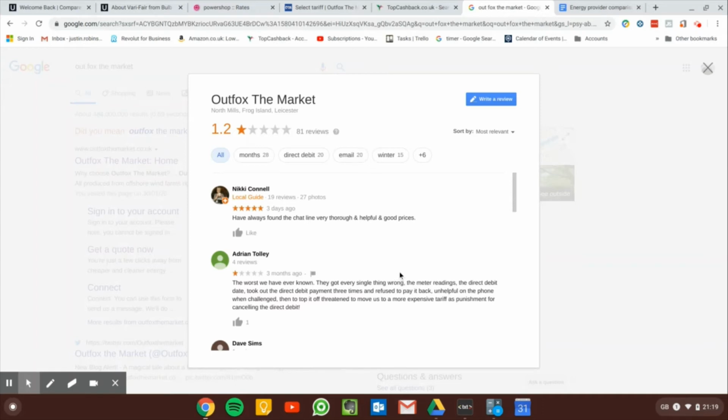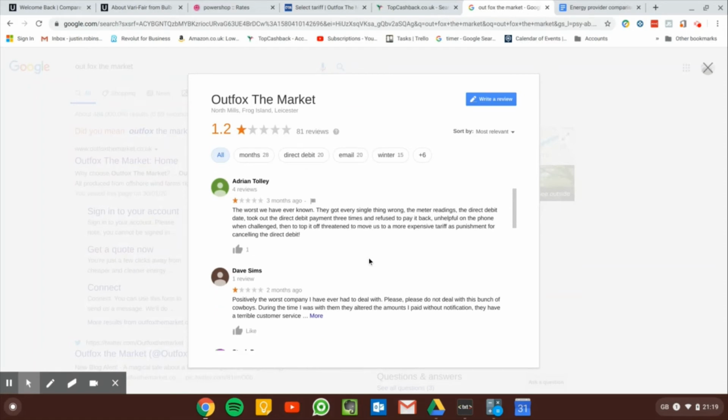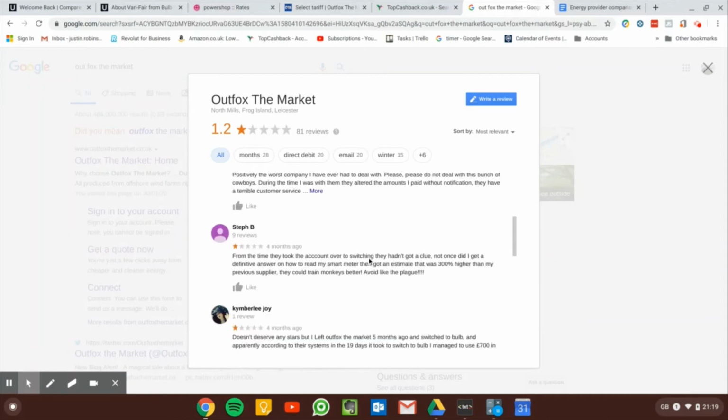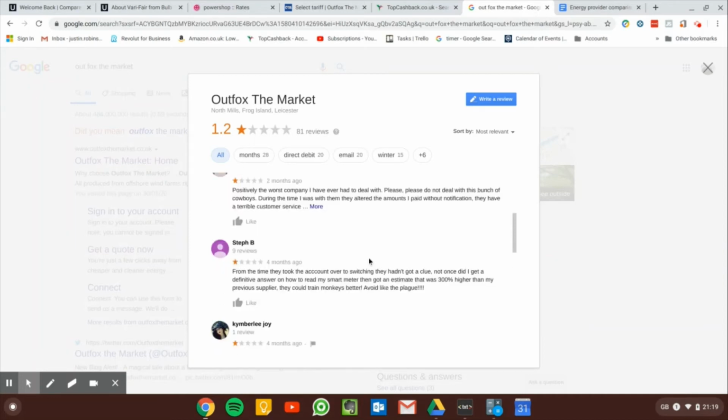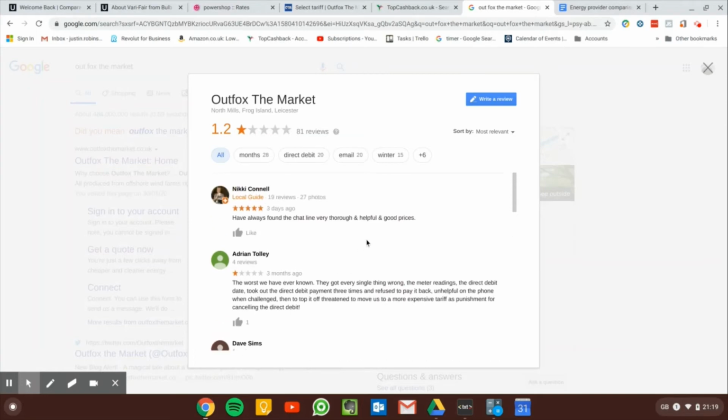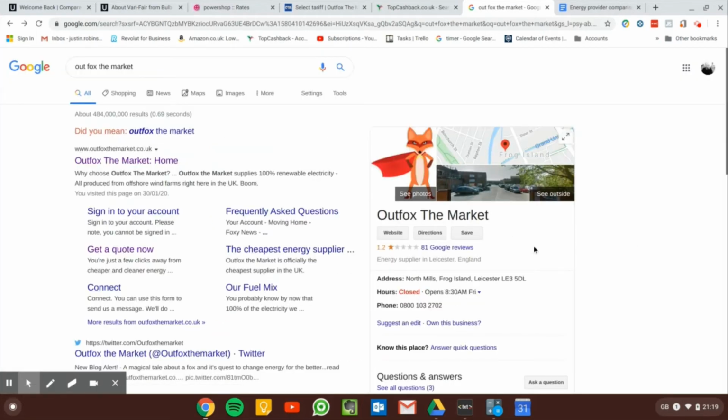That has upset a great many number of people, but personally, I only know one person who uses Outfox the Market, and he's pretty happy with them, consistently gets a pretty good price. So it's a bit of a toss-up between the two, really, whether you use Bulb, which is renowned and gets good customer service reviews on the internet when you do look at the reviews, versus Outfox the Market, which gets pretty bad reviews on Google. But again, look elsewhere, do your own work. So they're your two options, really.